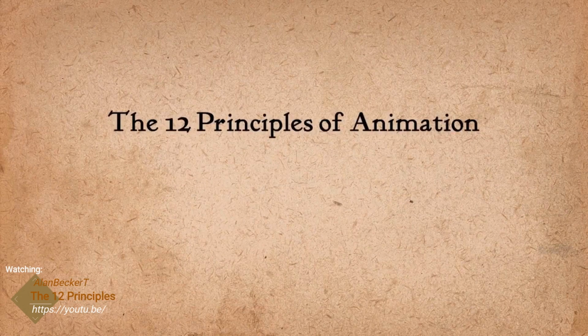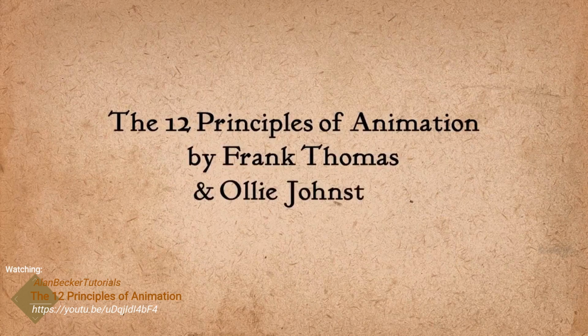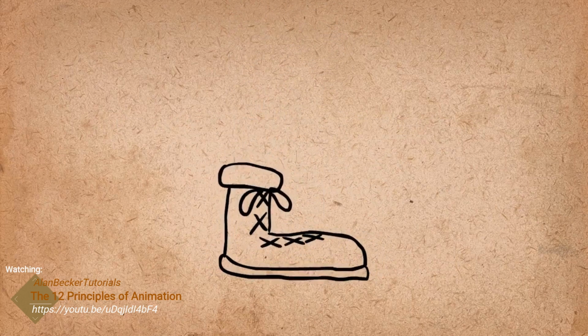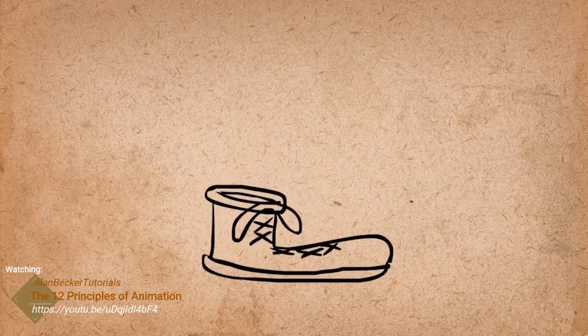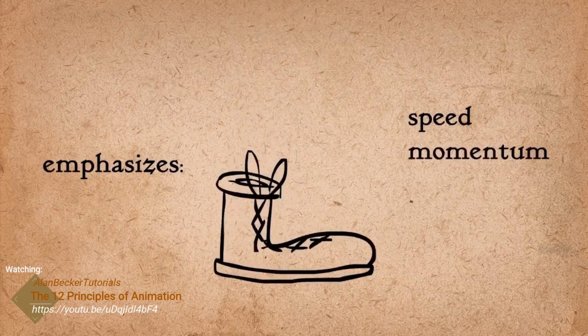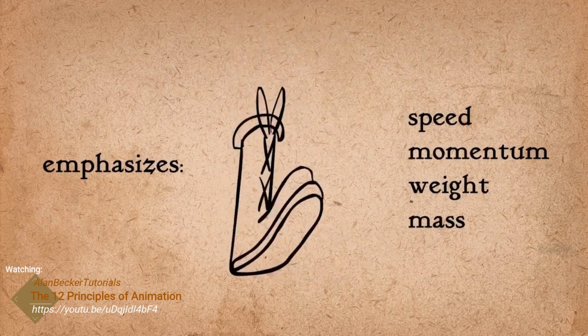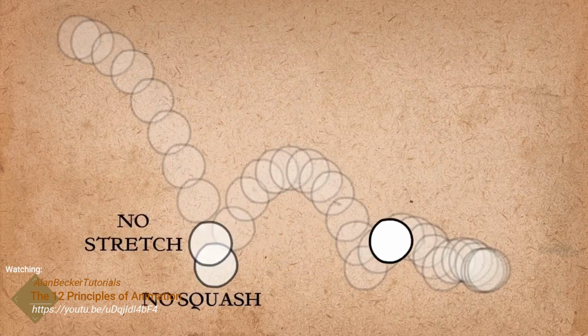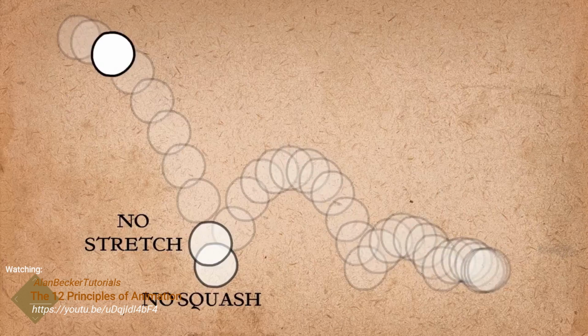To make a video series dedicated to the 12 principles of animation, as described by the legendary animators Frank Thomas and Ollie Johnston. So the first principle is squash and stretch. This is the principle that animated objects will get longer or flatter to emphasize their speed, momentum, weight, and mass. Here's a bouncing ball that has squash and stretch. And here is one without squash and stretch.